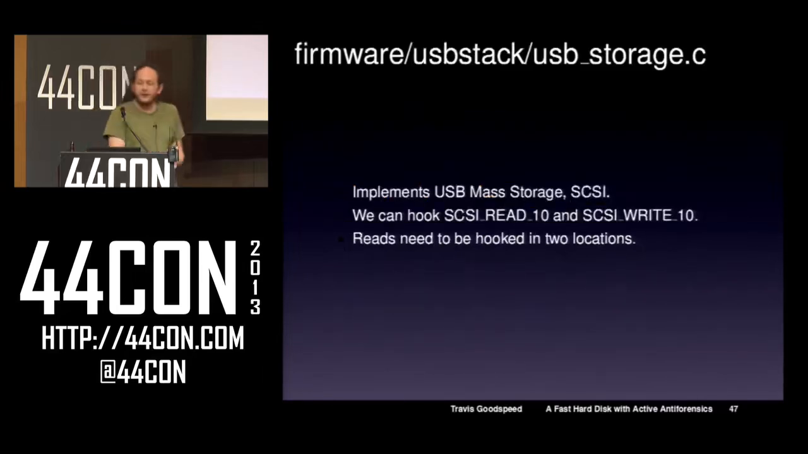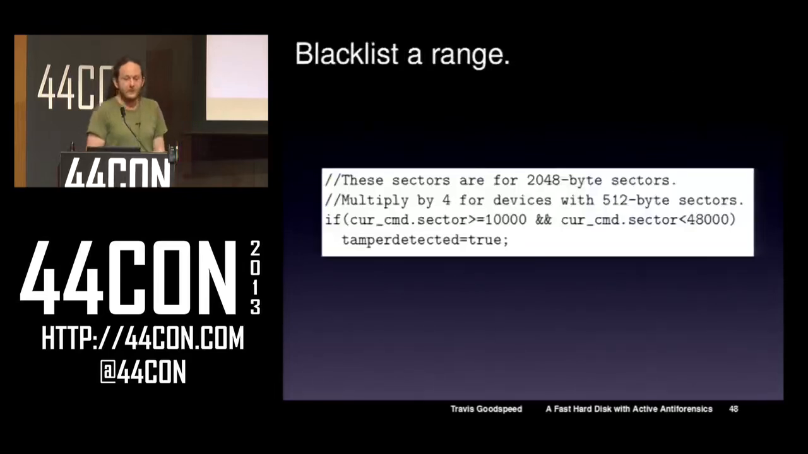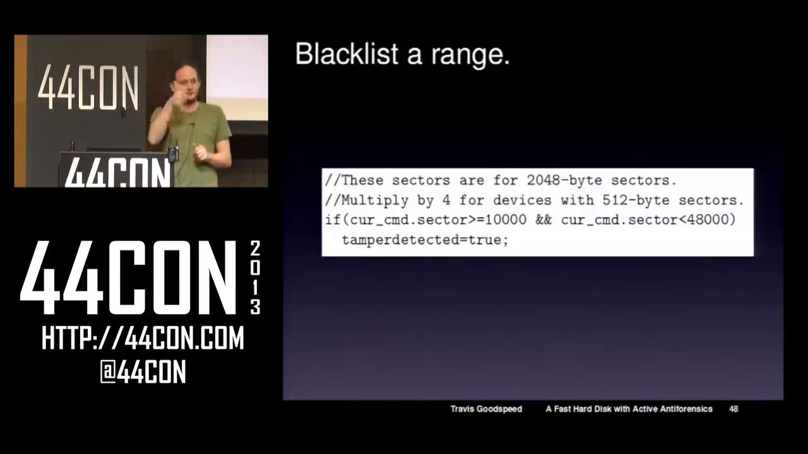The file in question is usbstorage.c, which implements USB mass storage in SCSI. We can hook into the two function handlers, one for SCSI read 10 and one for SCSI write 10. The reads, for performance reasons, actually occur in two different locations to allow for pre-buffering, and we need to tap both of them. But the amount of code is rather simple.